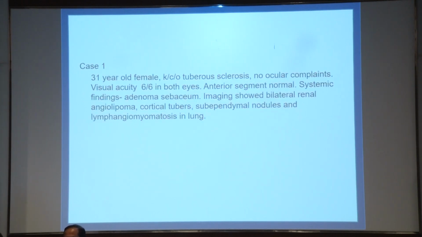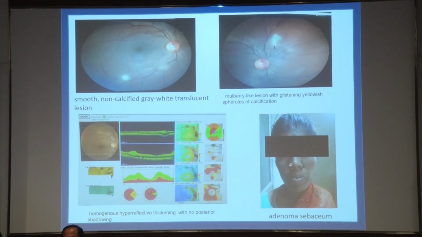The first case was a 31-year-old female who was diagnosed with tuberous sclerosis complex. She had no ocular findings, but she had systemic and imaging features consistent with tuberous sclerosis complex. The fundus of the right eye showed a smooth, non-calcified, grey-white translucent lesion, and in the left eye there was a mulberry-like lesion with glistening yellowish spherules of calcification.